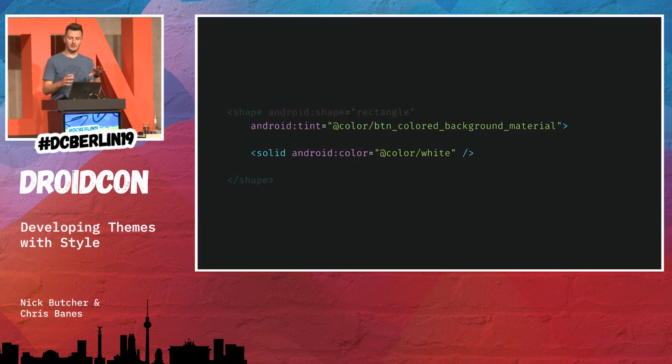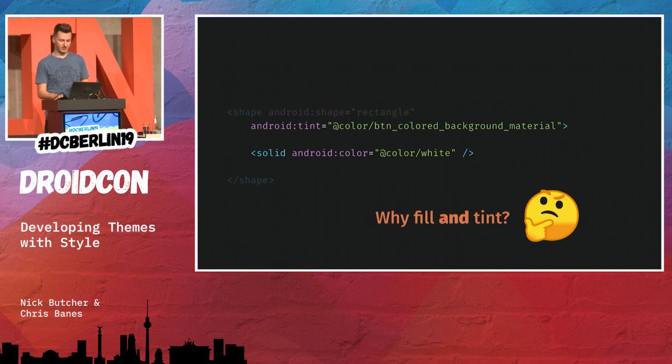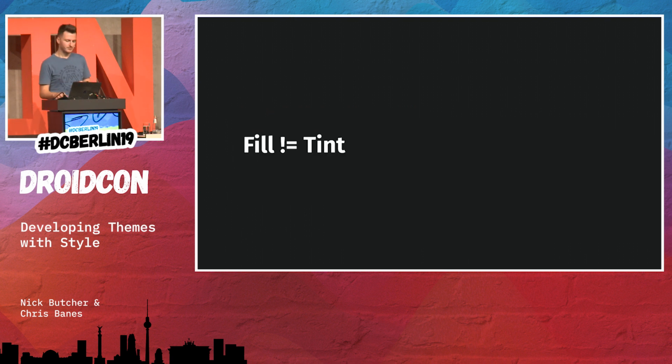So if we go back to our button drawable itself, you might have noticed there are two colors here. We have both the tint and the fill. So why don't we just use the fill rather than the tint? What is the point here? Well, the point is that fill doesn't equal tint. They're not the same thing.